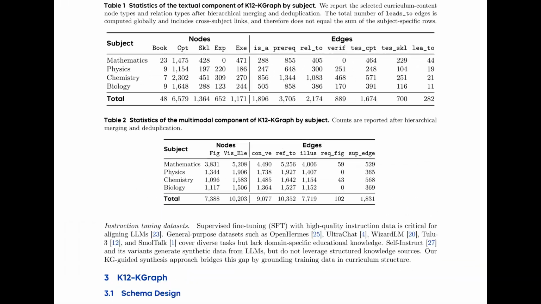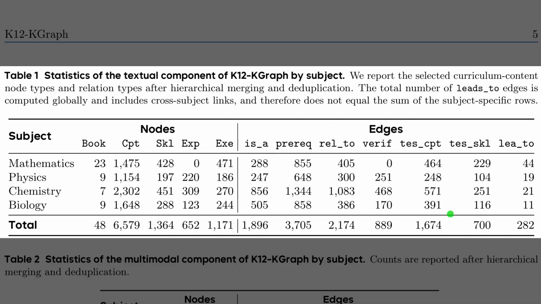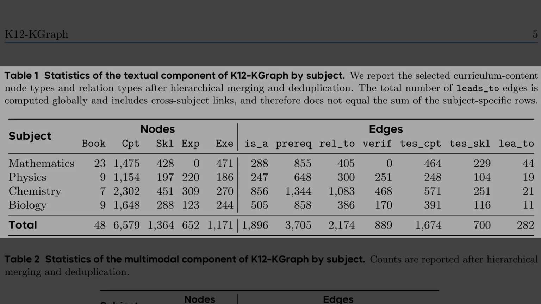Table 1 outlines the structural breakdown of the text component across 4 core subjects. Overall, the graph incorporates over 500 concept nodes, along with thousands of relationship edges. Chemistry contains the highest number of concepts at over 300, while mathematics features 0 experimental nodes. Prerequisite links form the largest relationship category, with more than 700 directed edges, ensuring logical learning sequences.